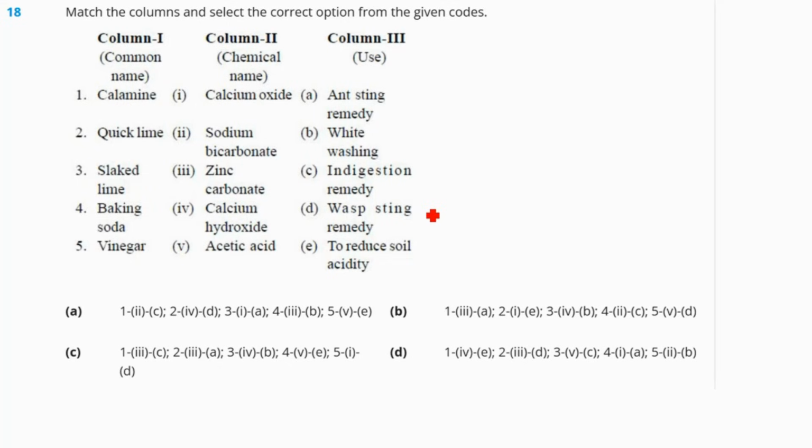Question number 18. Observe the question number. In two slides, there is question number 18. Question number 18 is: match the columns and select the correct option from the given codes. Column 1 is common name, column 2 is chemical name, and column 3 is use.